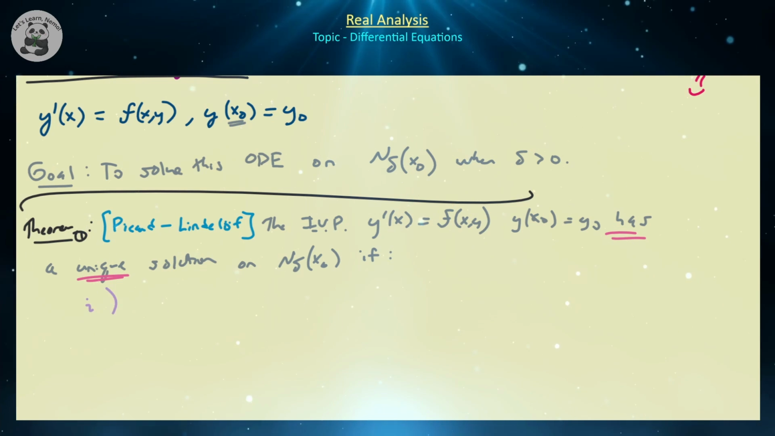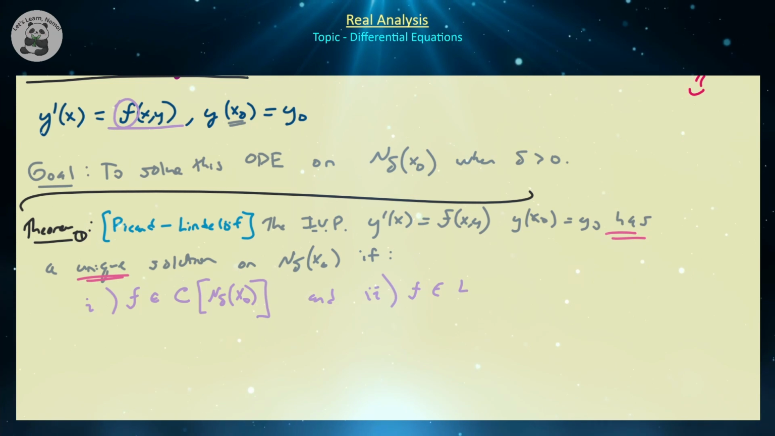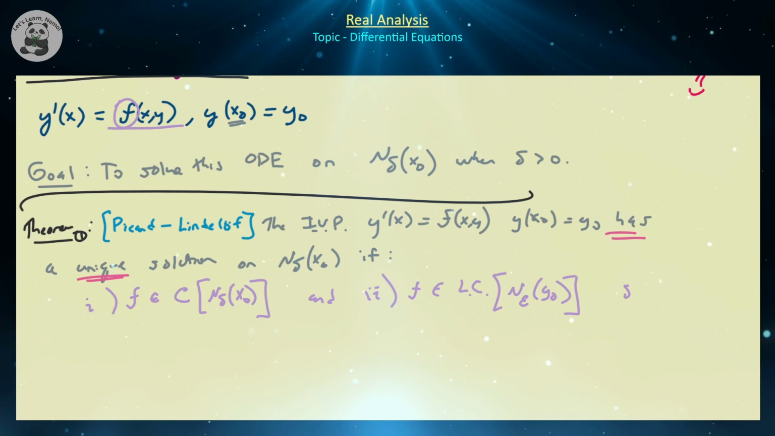The first condition is that this function f on the right hand side of the ODE is continuous on the domain associated to x, in particular some domain of x0. And a second condition, f must be Lipschitz continuous in the y variable, in particular on some neighborhood, let's say epsilon, of y0. And here delta and epsilon are arbitrarily small but positive numbers.